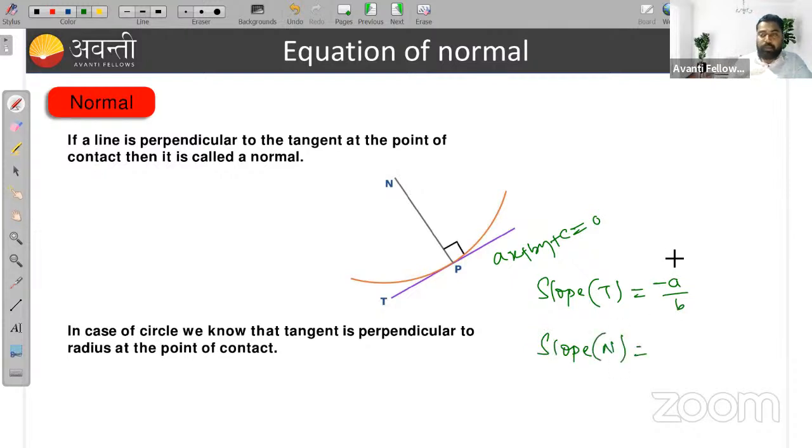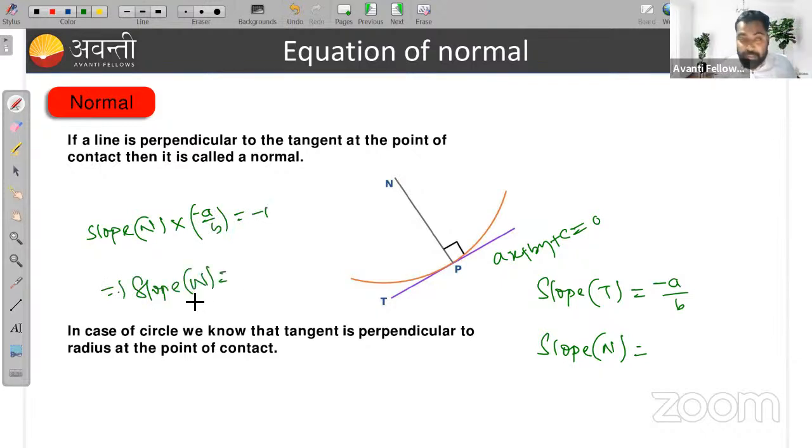Then the slope of normal becomes what? Because tangent and normal are always perpendicular to each other, the product of their slopes will be -1, right? So slope of normal into slope of tangent, that is minus a upon b, becomes -1. Then the slope of normal will be, the minus will be cancelled out, b upon a, right? So b upon a becomes the slope of this normal.